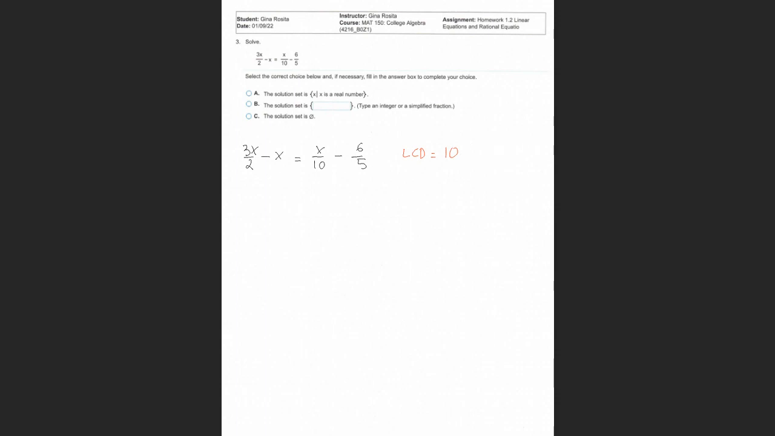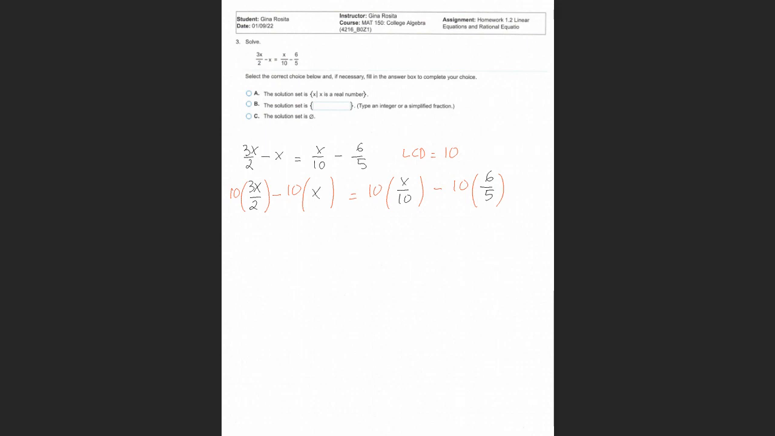Okay, so I can write down the whole thing and multiply the whole thing by 10, so there's no fraction. I just write down 10 like this, 10 equals 10 again, so you can see. After that, I just copy: 3x over 2, this is x, this is x over 10, this is 6 over 5.